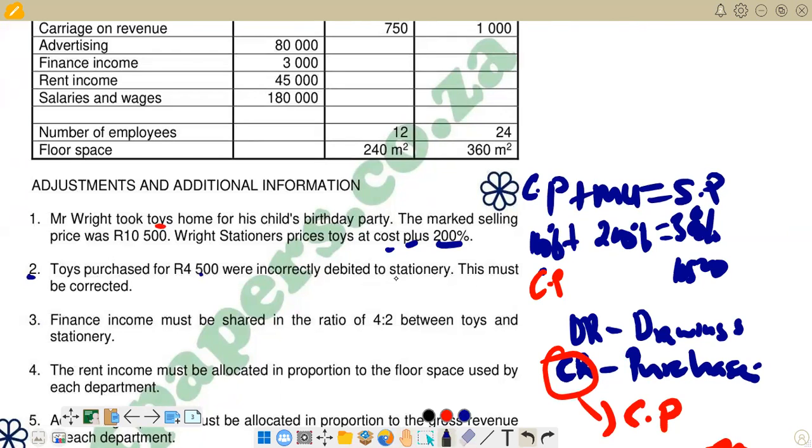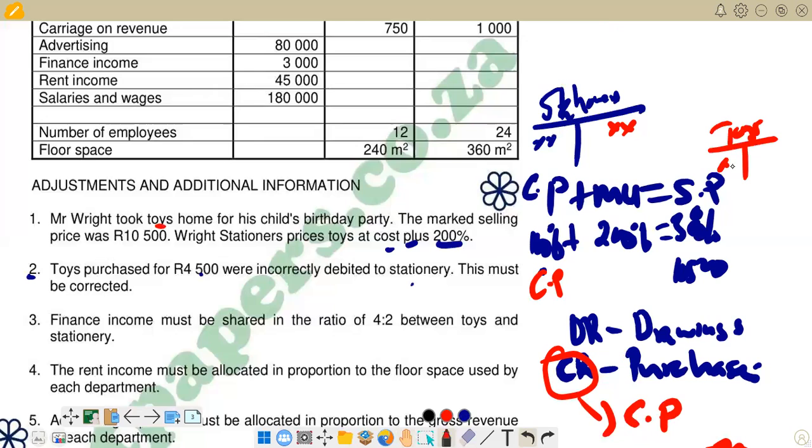So what does it mean? It means it's on the debit of the stationery, so we need to remove it from the stationery account. This amount is in stationery on the debit side, so to remove it, we go to the opposite side and enter it there. So we are crediting stationery, and then we post it to the correct account, the toys account, on the debit side. So this is the double entry we have: crediting stationery and debiting toys. Both accounts are in the departmental accounts in the question, so we are going to enter that double entry.